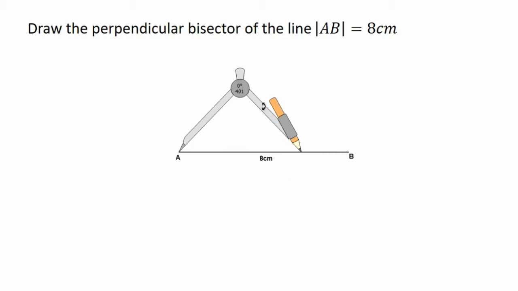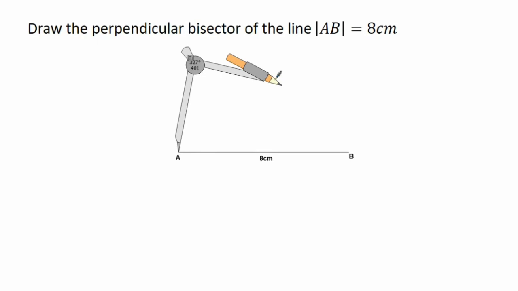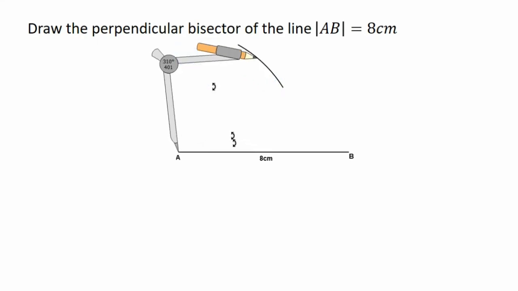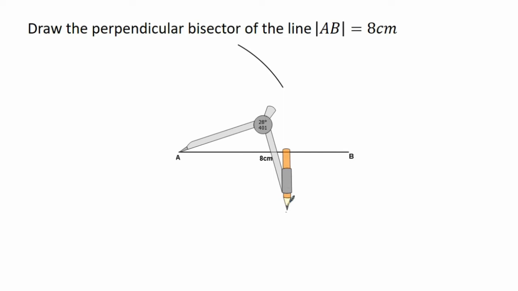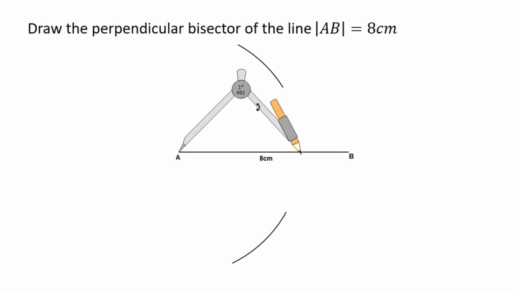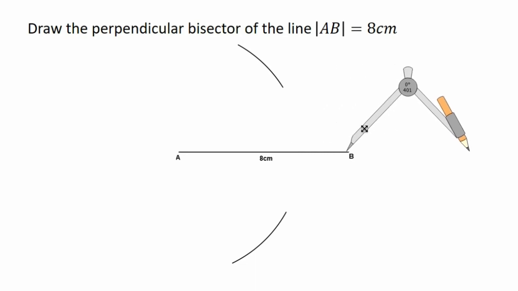Now after you have done that, you turn the compass and you draw an arc at this point. Then you turn it to this side also, and then you draw another arc. After you have done this, you take the needle of the compass from point A, and with the same radius, you put it at point B.